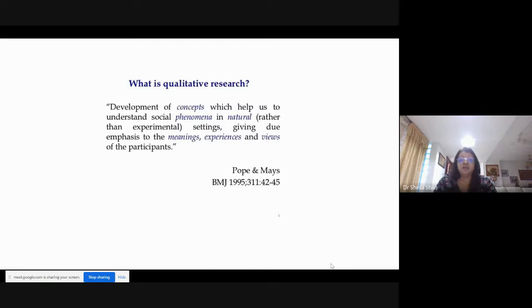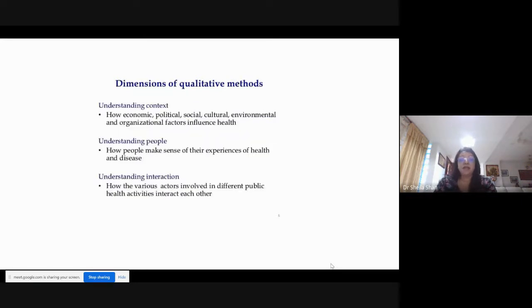Right. So you develop a concept which helps us to understand the phenomena in nature. We try to get the answer in a natural setting, giving emphasis to the meaning, experience, and view of the participants. Okay. Dimension of qualitative method. Qualitative method, you must understand the content, you must understand the people, you must understand the interaction.